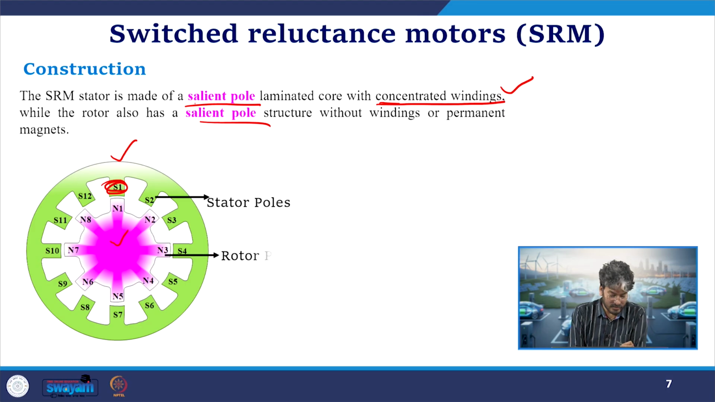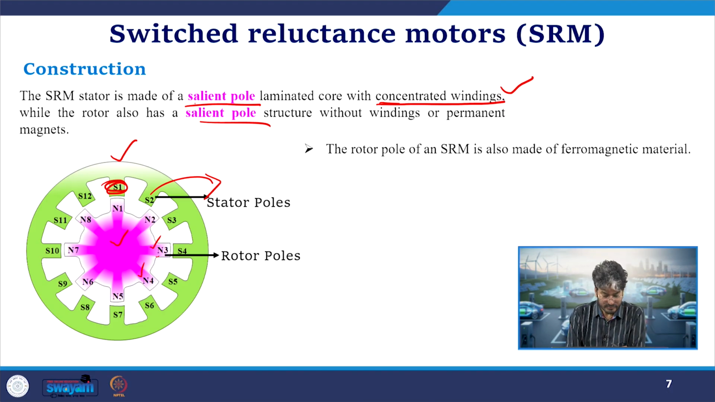Okay, now these are the stator poles. Whichever sections are present inside the motor, we call them the poles. So these are our stator poles, they are located on the stator side of the circuit. These are our rotor poles, which are located on the rotor side of the circuit. The rotor pole of an SRM is made up of ferromagnetic material.